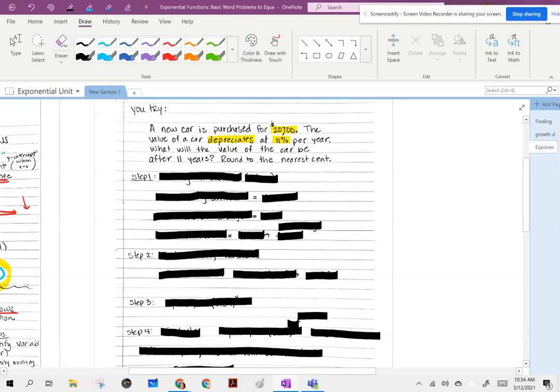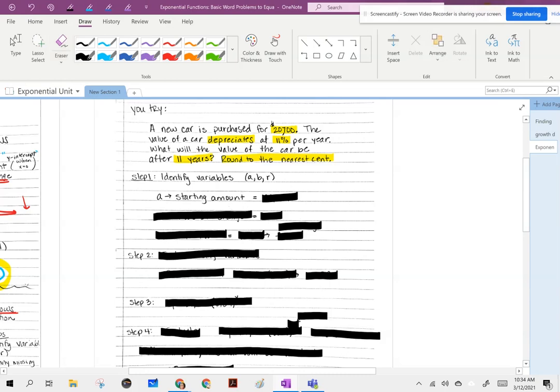The question says, what will be the value after 11 years? So we want to highlight that. And then we also want to highlight or circle the nearest cent. So from here, let's just make sure that you can identify step 1. Can you identify the variables, the A, the B, and the R?